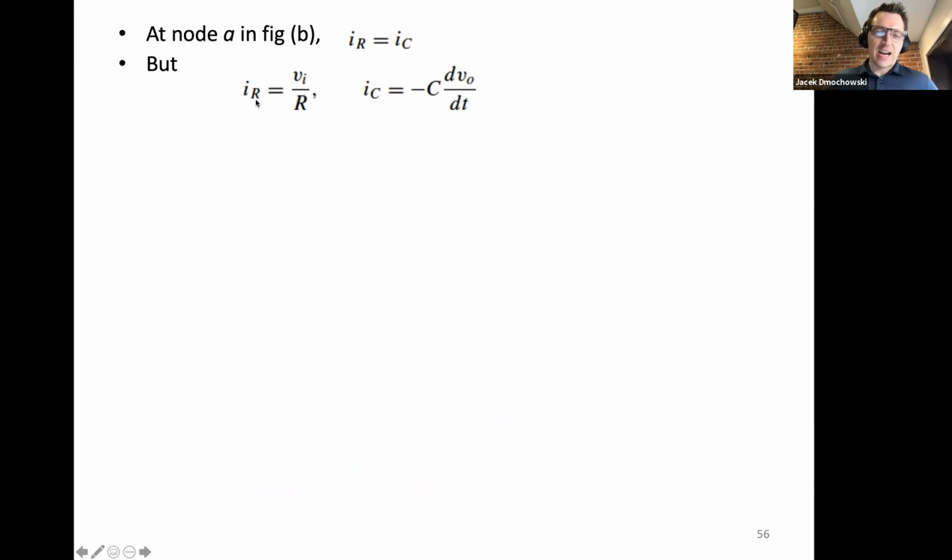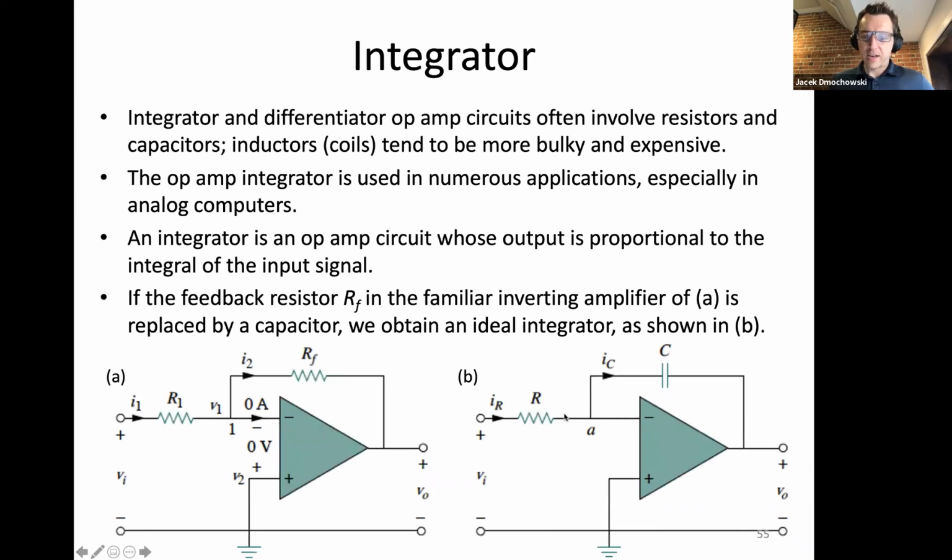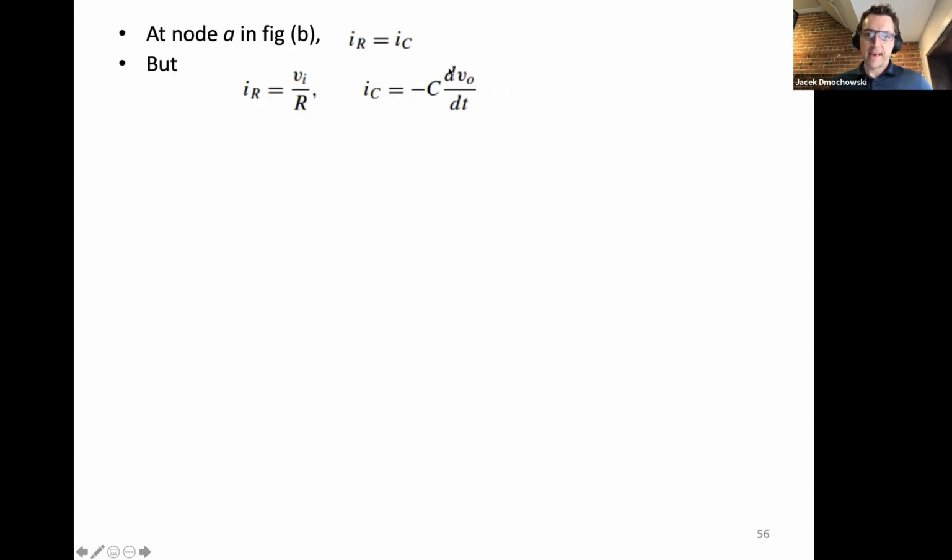All right. IR is VI over R, right? Because of Ohm's law. And then notice that this node here, node A, is sitting at 0 because the other op amp input is also at 0. So this is 0 volts and this is V naught. So the voltage from here to here is 0 minus V naught. So it's minus V naught across the capacitor. And that's why you get that IC is equal to negative C times the derivative of the output voltage.